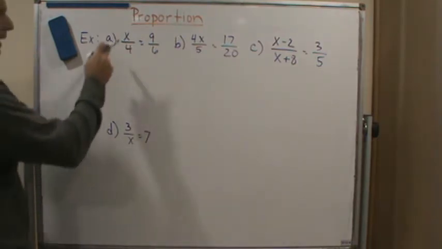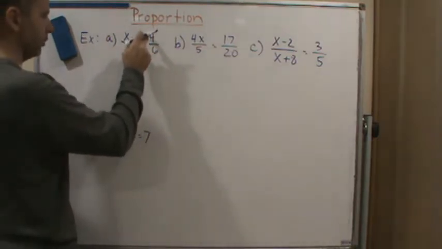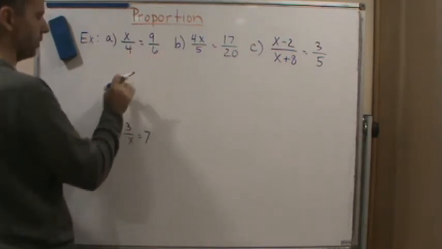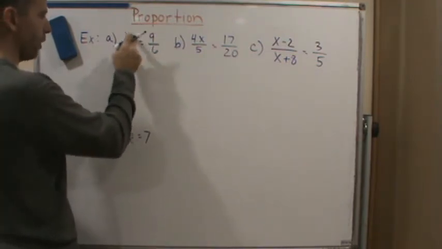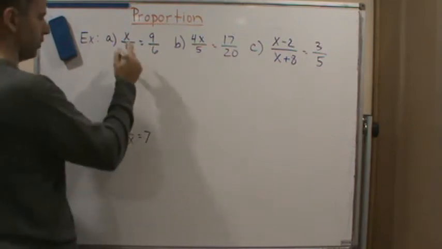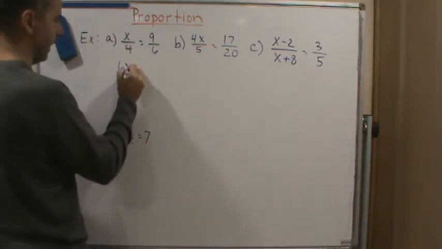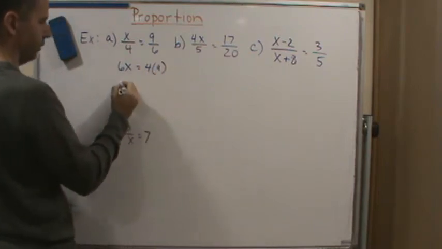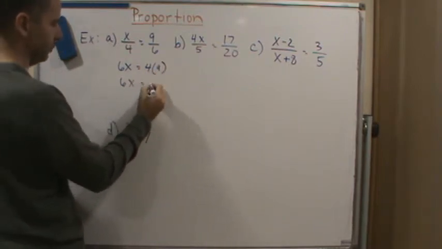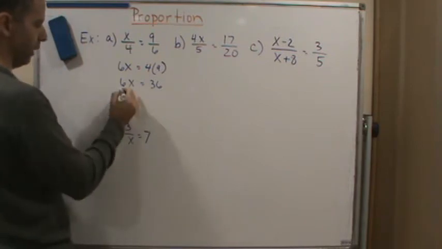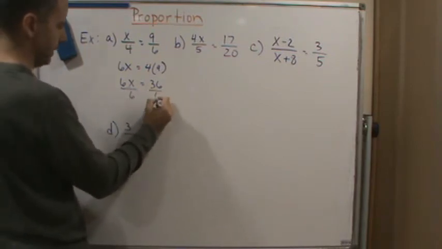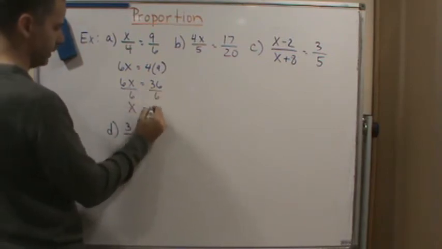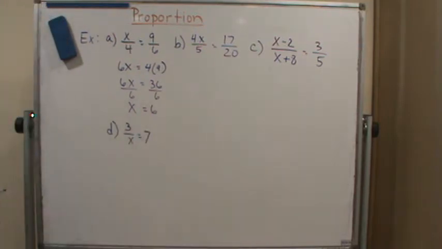So we've got x over 4 is equal to 9 over 6. So we've got a proportion, so we know we can do the cross products and set those equal to each other. So that means we can write this as 6x is equal to 4 times 9, which means that 6x equals 36. And now we can divide both sides by 6, and we get x equals 6. And we're done.